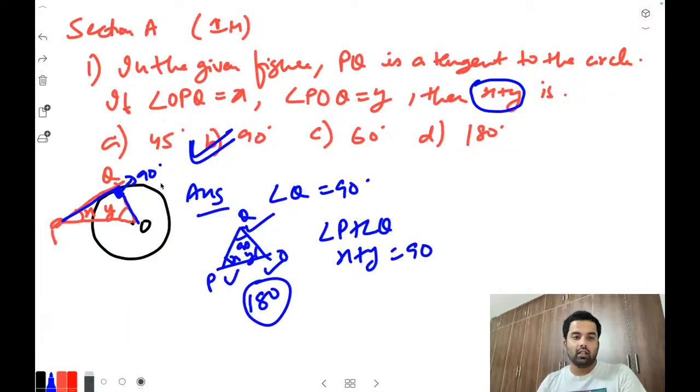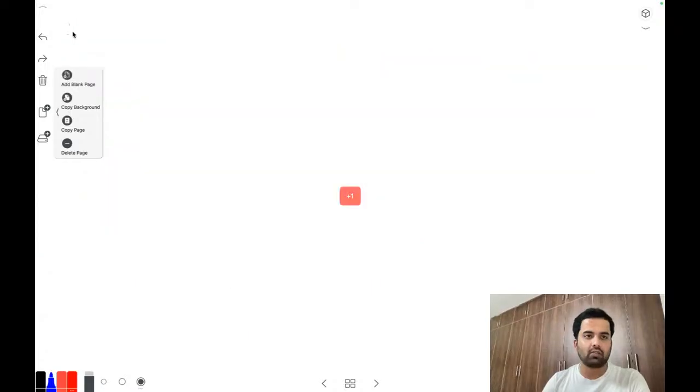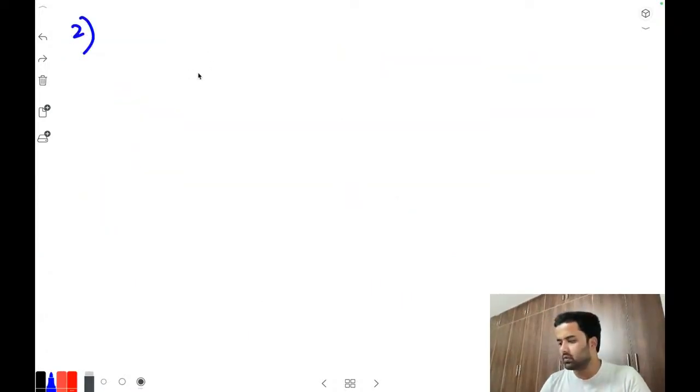Understood this? Here again I'm repeating it. This is the tangent, this is our radius, and this makes 90 degree. In the triangle, Q is already 90, and P and O are X and Y. The question asks for the value of X plus Y. If you add angle P and angle O, 90 only, so that is the answer. This was the easy one. Let me switch to the second one.